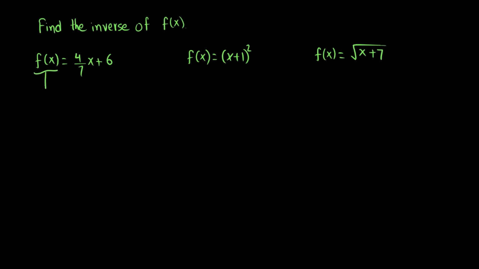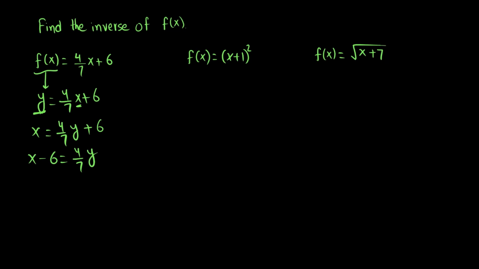Here we make this f(x) as y and rewrite the equation. To find the inverse, we switch the x and y values. So this y becomes x, 4 over 7, and this x will become y, plus 6. Now we isolate for y. I will move this 6 to the left of the equal sign. So x minus 6 equals 4 over 7 y.